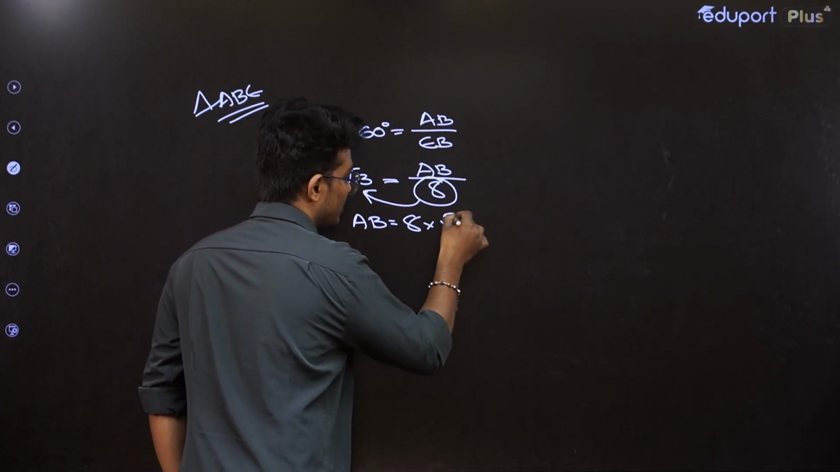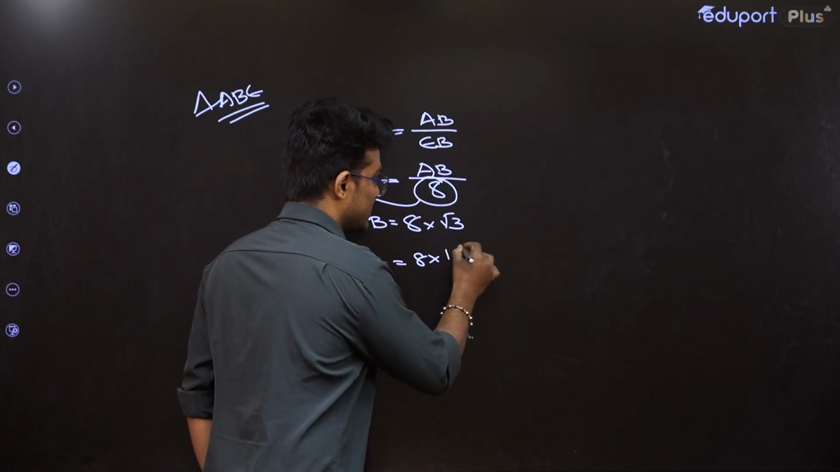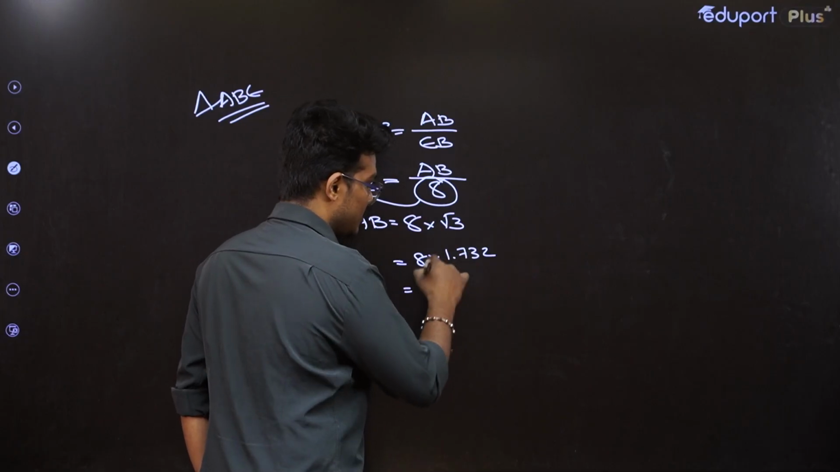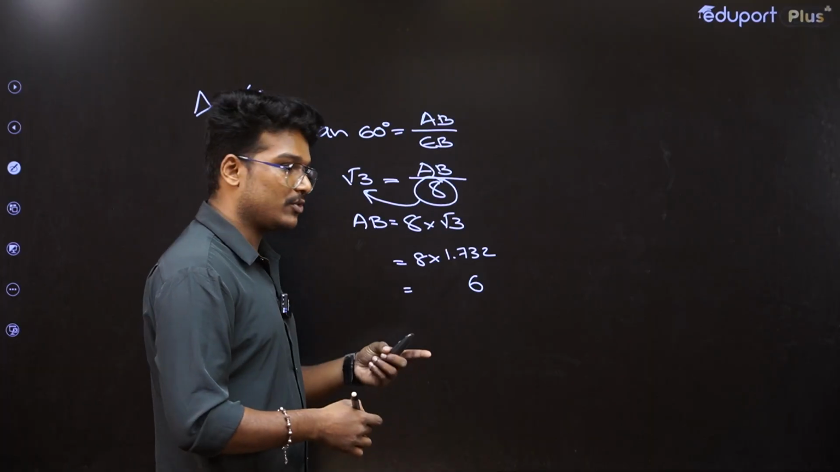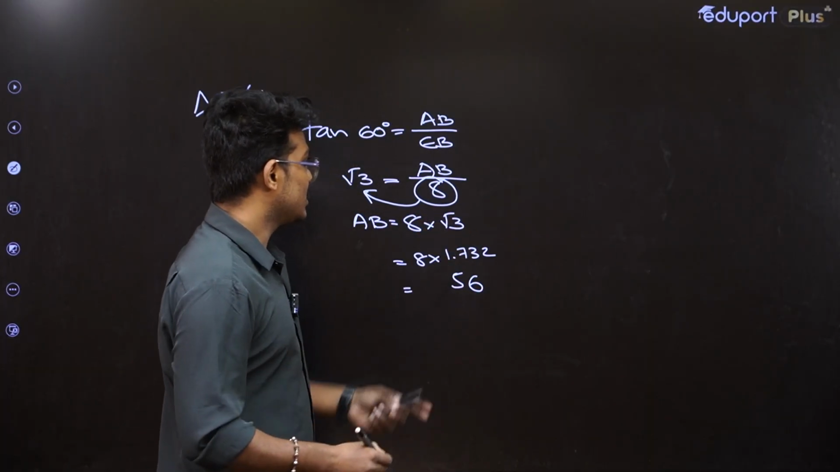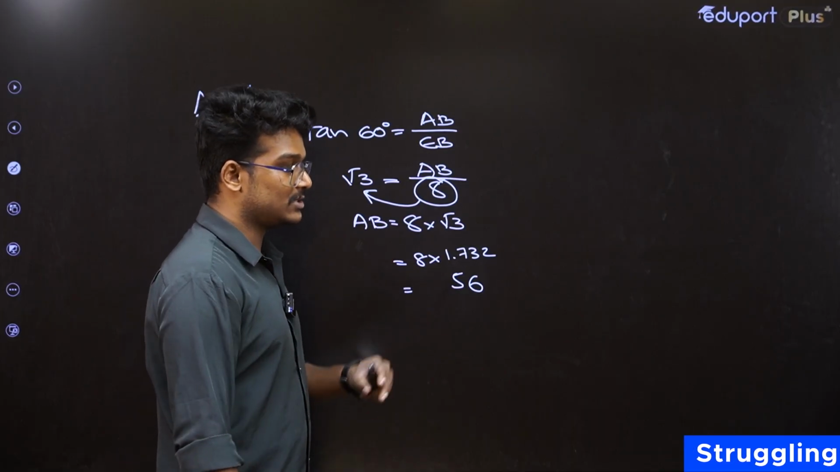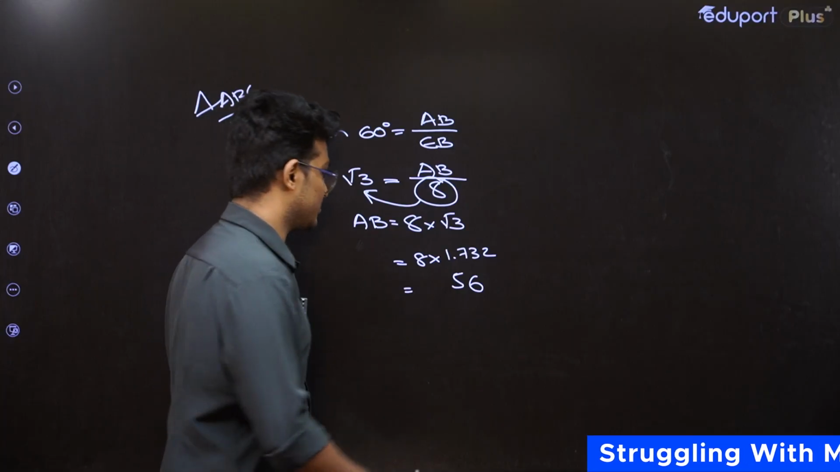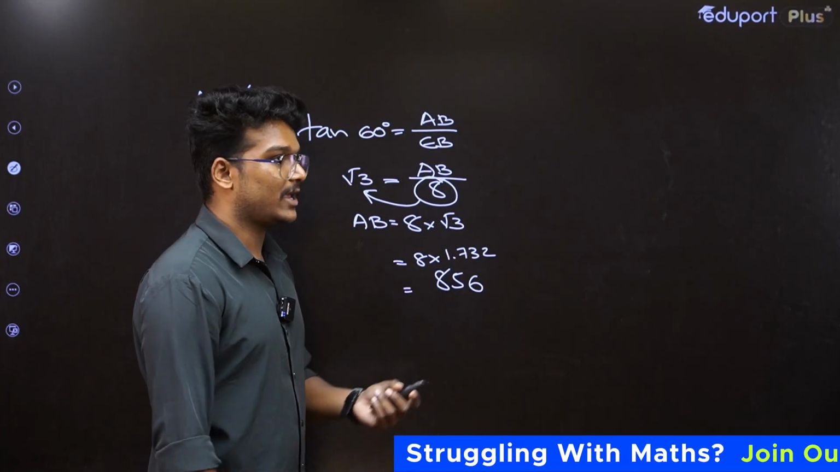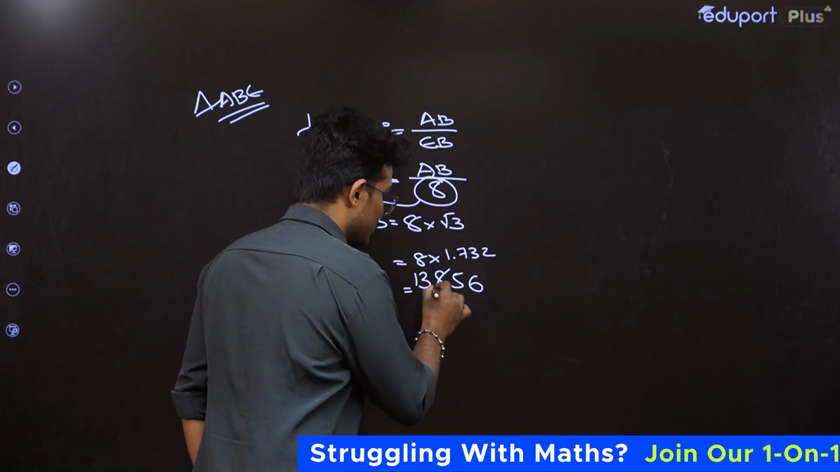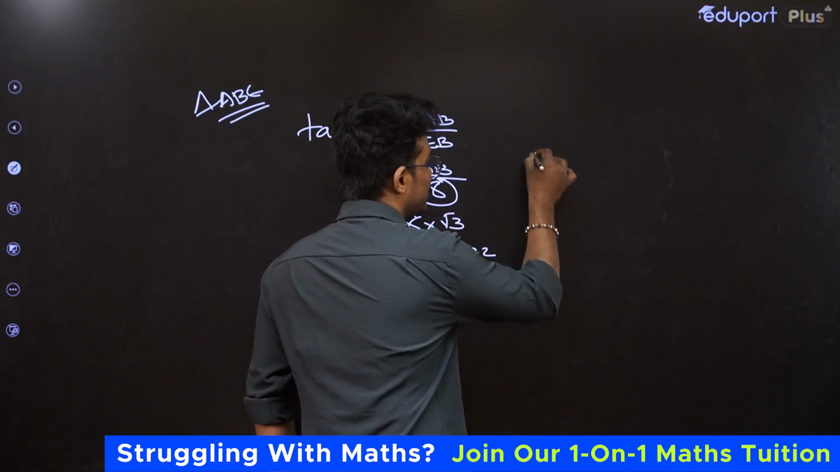8 into root 3. So 8 into, what is the value of root 3? 1.732. 8 into 2 is 16. Then remainder is 1. 3 into 8 is 24, 24 plus 1, 25, remainder 2. Then 7 into 8 is equal to 56 plus 2 is equal to 58. So the remainder is 5. 1 into 8, 8 plus 5 is equal to 13. So 13.856.